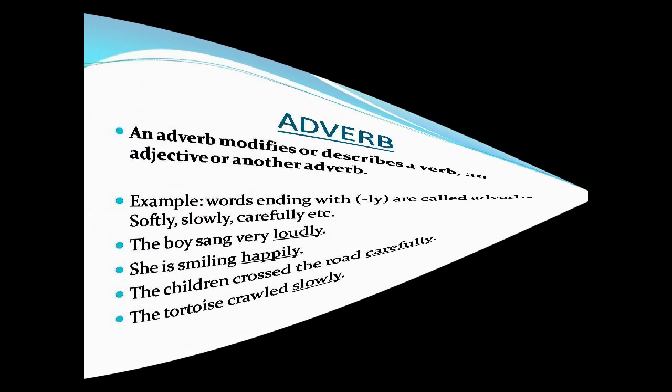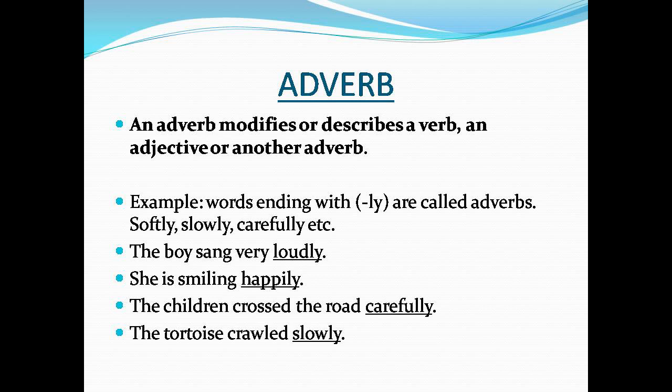Next part of speech is adverb. So, what is an adverb? An adverb modifies or describes a verb, an adjective or another adverb. Example: words ending with ly are called adverbs, and it depends on the clause or phrases. For example: softly, slowly, carefully, and wonderfully, etc. The boy sang very loudly. Loudly is an adverb here. It is describing how the boy sang the song, very softly or loudly.